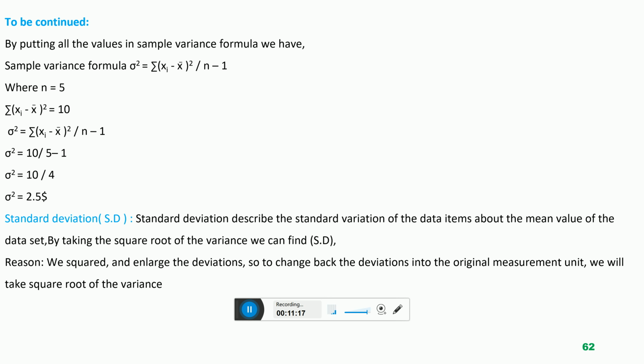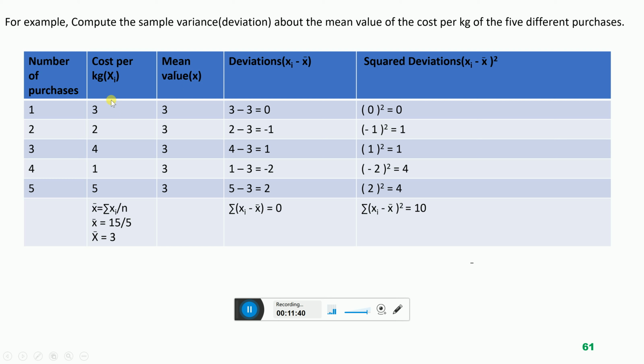We have to change the squared unit to the original data unit. And how is this possible? By taking the square root of the variance. When we simply take the square root of the variance, we will change the squared units to the original data unit.